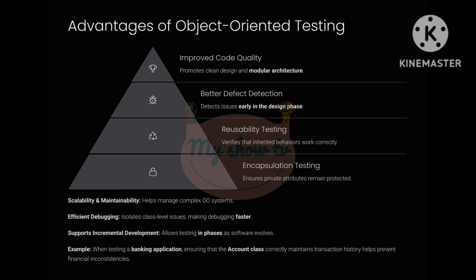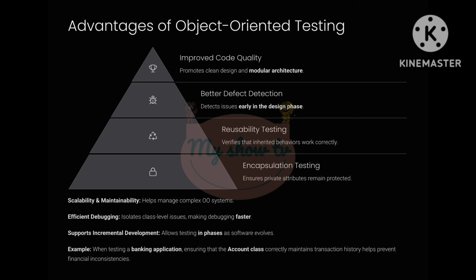3. Scalability and maintainability. Since object-oriented systems are modular, testing them is easier and more organized. Example: a large e-commerce system can be tested by dividing it into objects like cart, payment, and order. 4. Better defect detection. Since testing is performed at multiple levels, defects are caught early in the development cycle. 5. Efficient debugging. Object-oriented testing isolates errors at the class level, making debugging faster and more efficient.